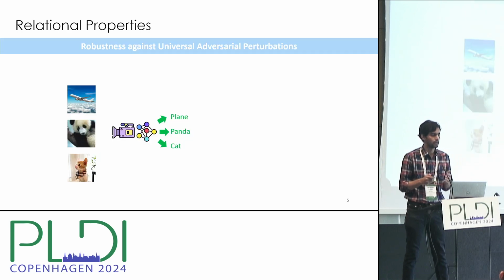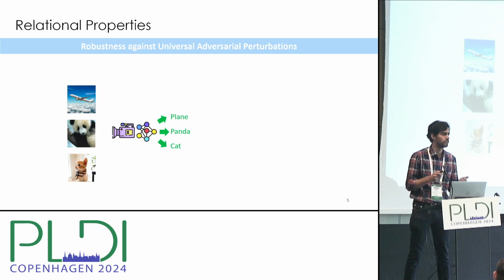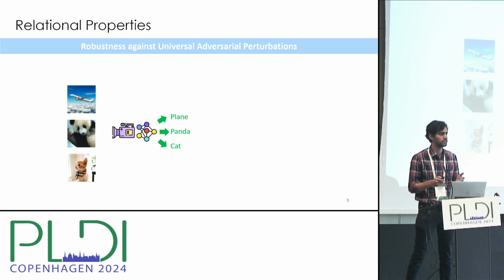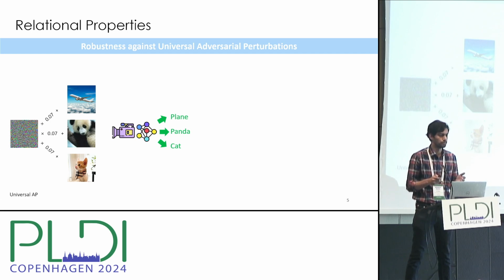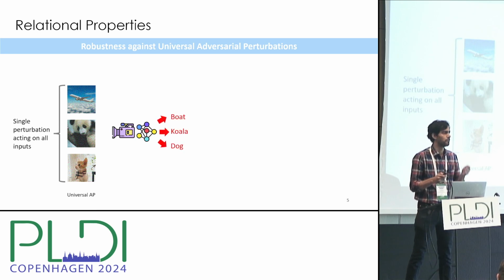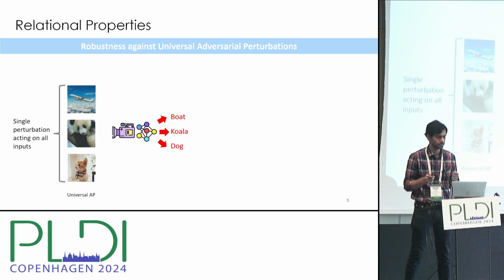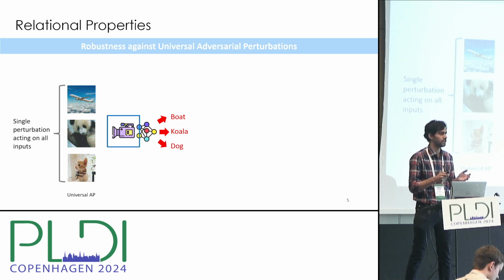Before going into details of relational verification, we'll introduce a couple of relational properties that help us encode desirable neural network properties. The first one we'll discuss is robustness against universal adversarial perturbations, or UAPs. UAPs are input agnostic perturbations. That means we apply the same adversarial perturbation to all the inputs. Most of the practical attacks that are implemented in real life are actually UAPs. This is because UAPs are easy to implement. We can just tamper with the input device, such as attaching a sticker to the lens of the camera as shown in the slide, to implement UAPs.